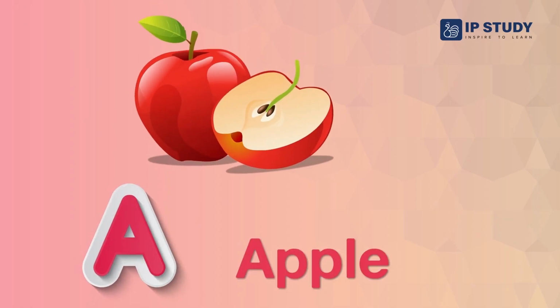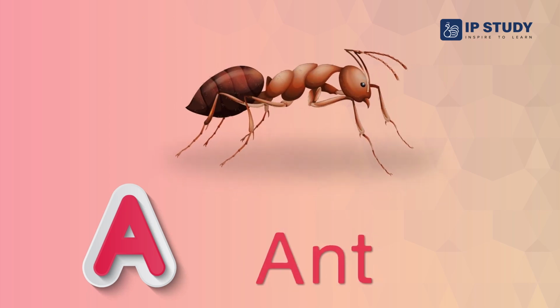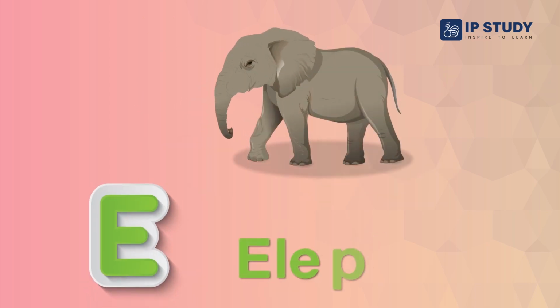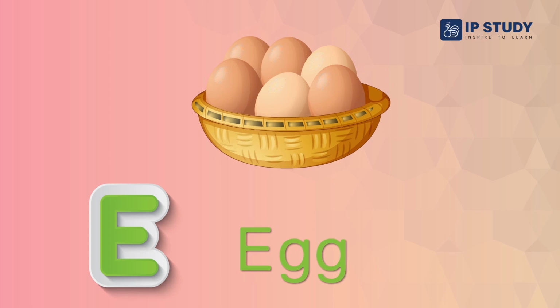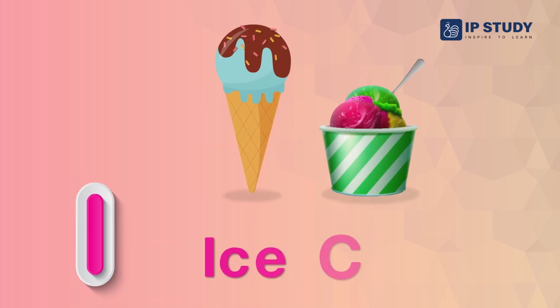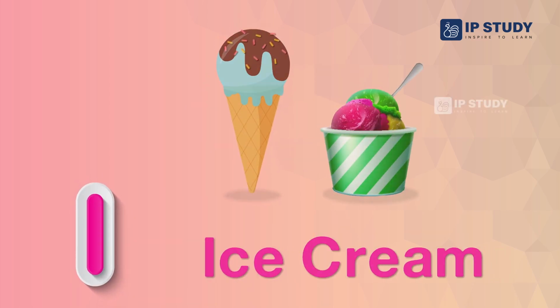A. A for apple. A for ant. E. E for elephant. E for eggs. I. I for ice cream.